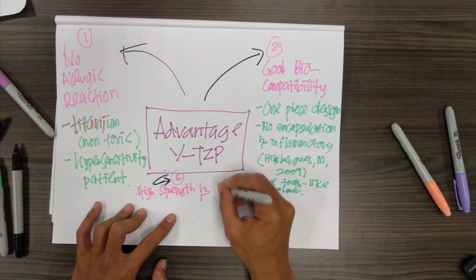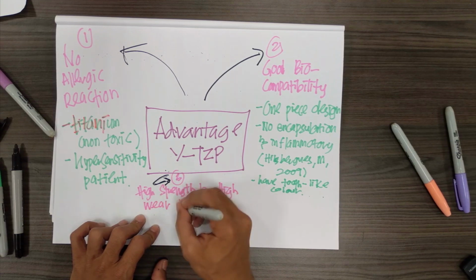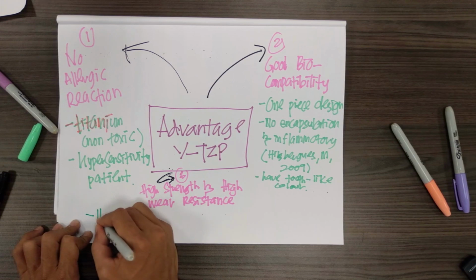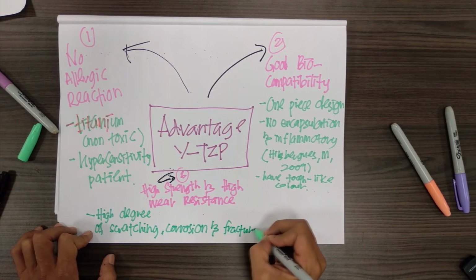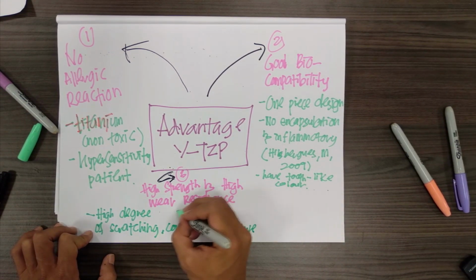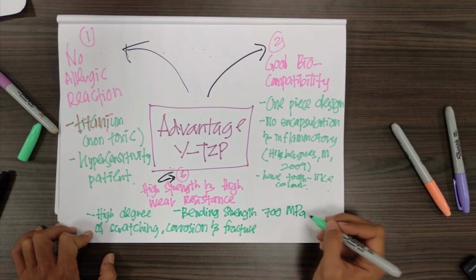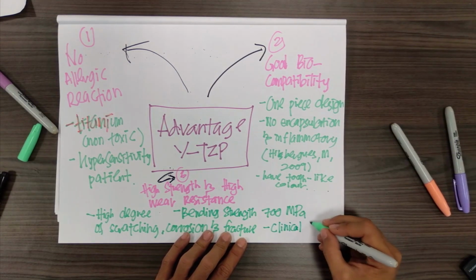Third and the last, Y-TZP has high strength and high wear resistance. It offers a high degree of resistance to scratching, corrosion and fracture. Y-TZP has bending strength up to 700 MPa and has passed clinical chewing tests.